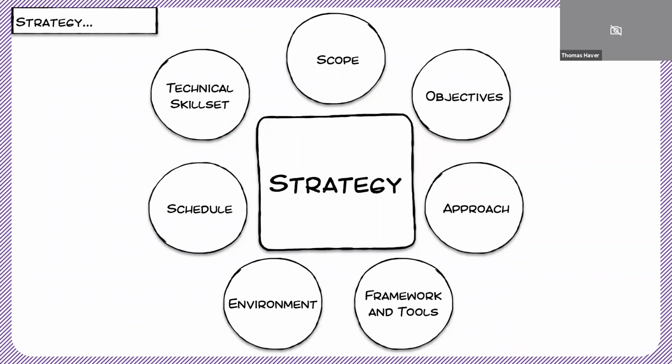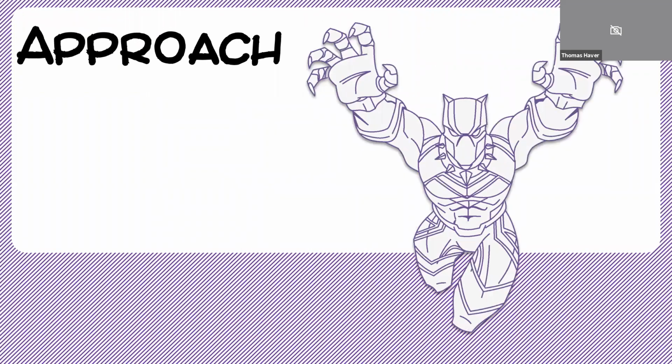So when I work with teams and organizations, I generally put my strategy into these buckets: What is the scope of our work? What does success look like for us? What are the individual objectives for the test automation? What is the approach we're going to adopt, step by step, for test automation? The framework and tools you will select, the environment you're working in, the scheduling component of making it part of the SDLC, and then lastly, and I think most importantly, the technical skill set of the people you have in place. These are all core components of our strategy. Let's talk about the approach first and foremost.